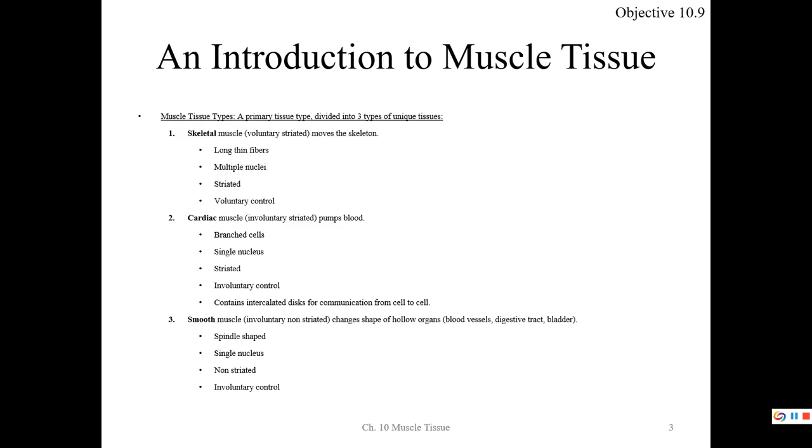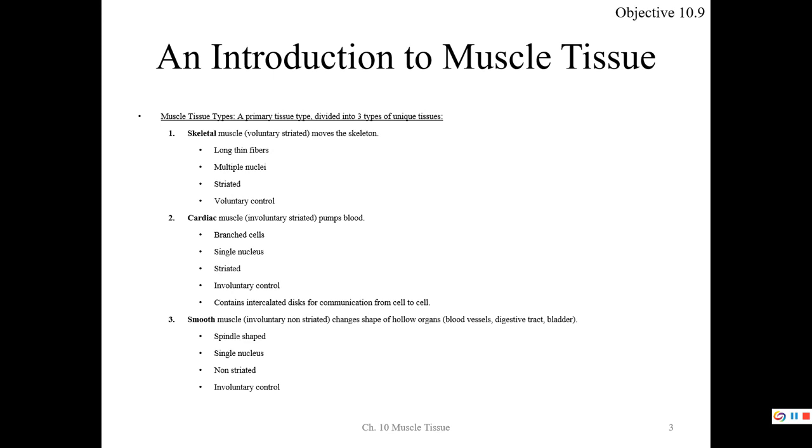Now, we're going to begin just a little bit about muscle tissue and just remind yourselves that there are three types of muscle: skeletal muscle, cardiac muscle, and smooth muscle. They have differences histologically that we talked about in the histology section back at the beginning of the semester. Skeletal muscle is sometimes called voluntary striated, cardiac muscle is sometimes called involuntary striated, and smooth muscle is sometimes called involuntary non-striated.